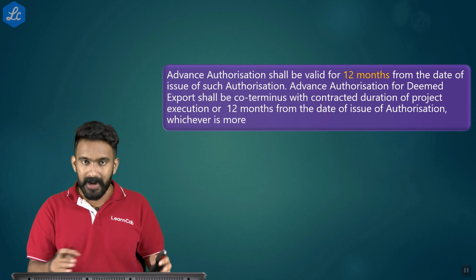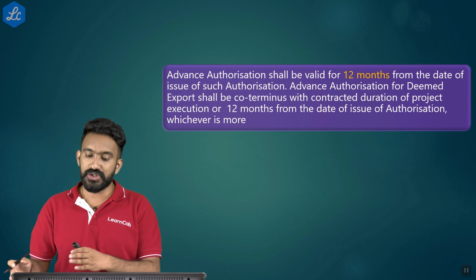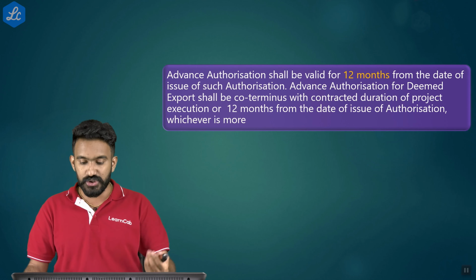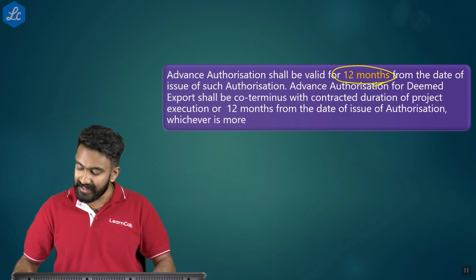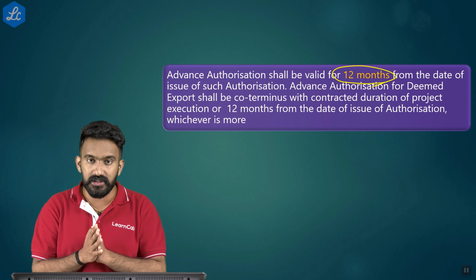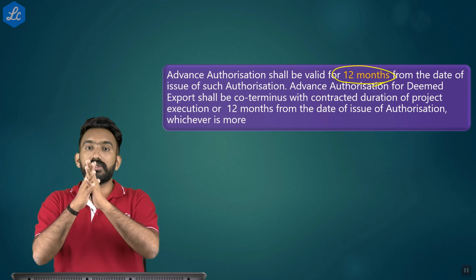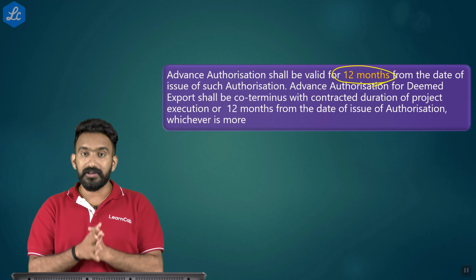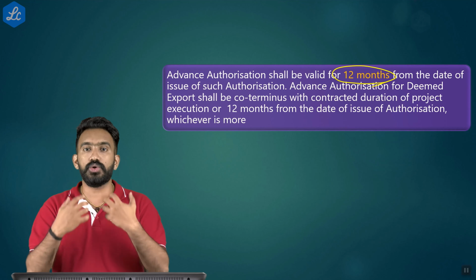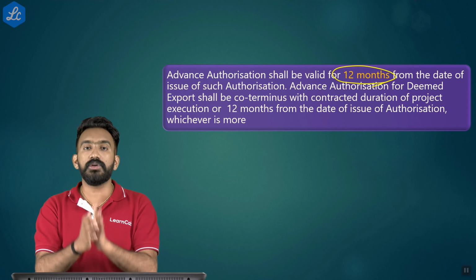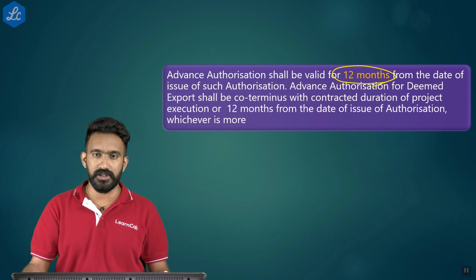When you refer back to the FTP, it says advance authorization has certain conditions to be satisfied. Advance authorization shall be valid for 12 months. Again, what is the entire understanding of advance authorization? Before I meet my export, I am asking the DGFT or their regional authority to give me an advance authorization to import the inputs without paying any duty. Suppose they have given you that particular advance authorization.